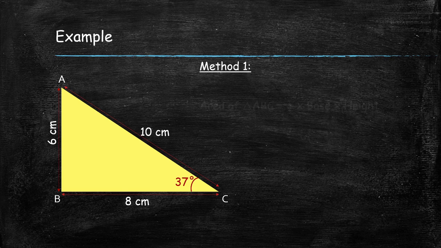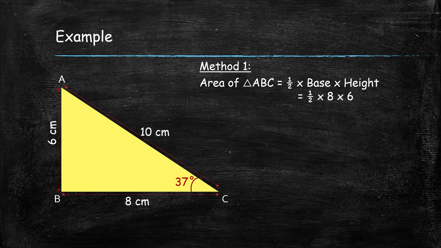Now the first method is the most basic method. Area of triangle is equal to half into base into height. This is half into 8 into 6. The base is 8, the height is 6. 8 into 6 is 48, and half of that is 24 cm square.